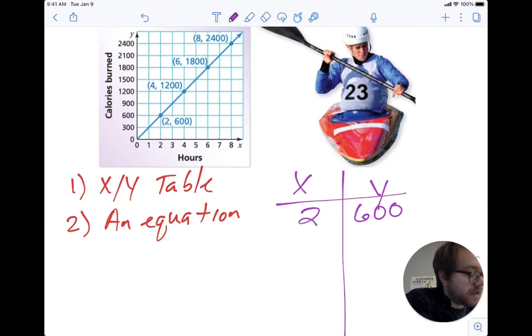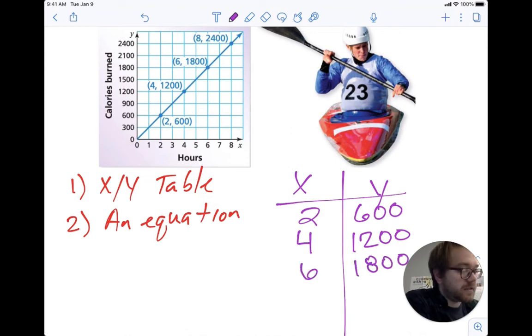Next, we see that after 4 hours, they burn 1,200 calories, right? That's this point right here. And after 6 hours, they burn 1,800 calories. And after 8 hours, 2,400 calories.